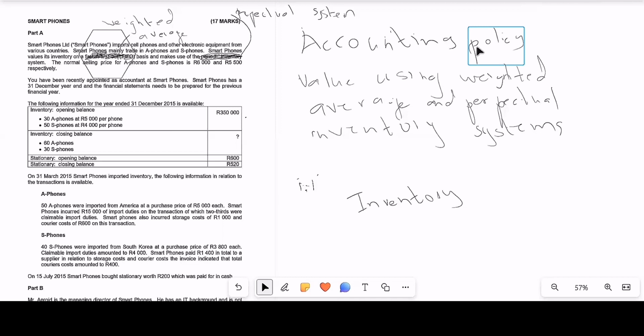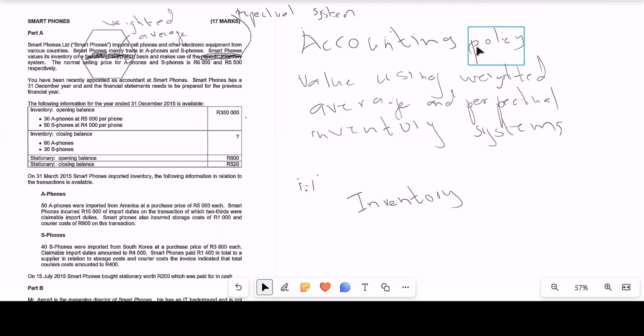Good day, guys. So today I'll be doing part two of this video. In the first one, we valued this inventory using the first in, first out and the periodic inventory system. But with this one, we're going to be using the weighted average and the perpetual inventory system. So let's get into it.